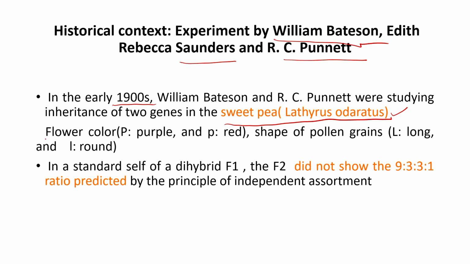They were focusing on flower color, which was purple and red, and they were looking at the pollen shape. Remember, 2 characters at a time when you want to study independent assortment. For the pollen shape they had long and round. These are the 2 major character classes that they were focusing on, but to their surprise the F1 was fine, but when they did the F1 self cross they did not find the 9:3:3:1 ratio.